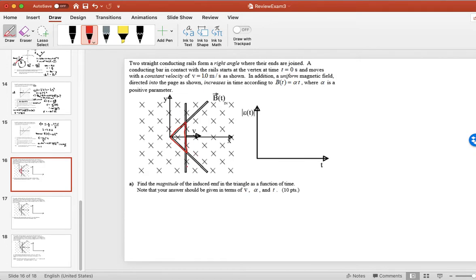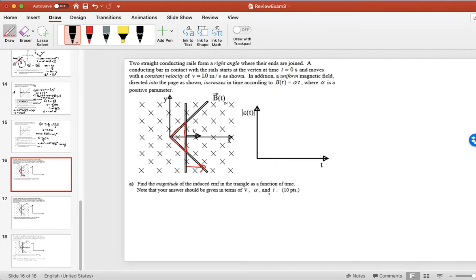This bar right here is moving to the right. So what's going to happen is this area is going to get bigger. And so when the area gets bigger, that means I'm going to have more flux. So I should have an induced current and an induced EMF or an induced voltage. So it says part A is find the magnitude of the induced EMF in the triangle.